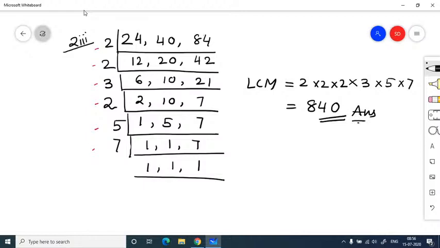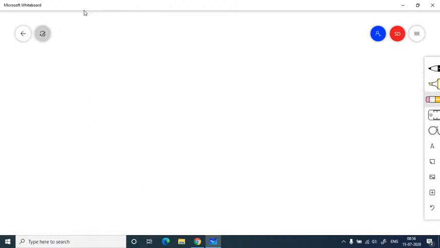Okay. I'll do one more using the division method. This will be today's last sum. Question 2, subpart 4: 20, 36, 63, 77.